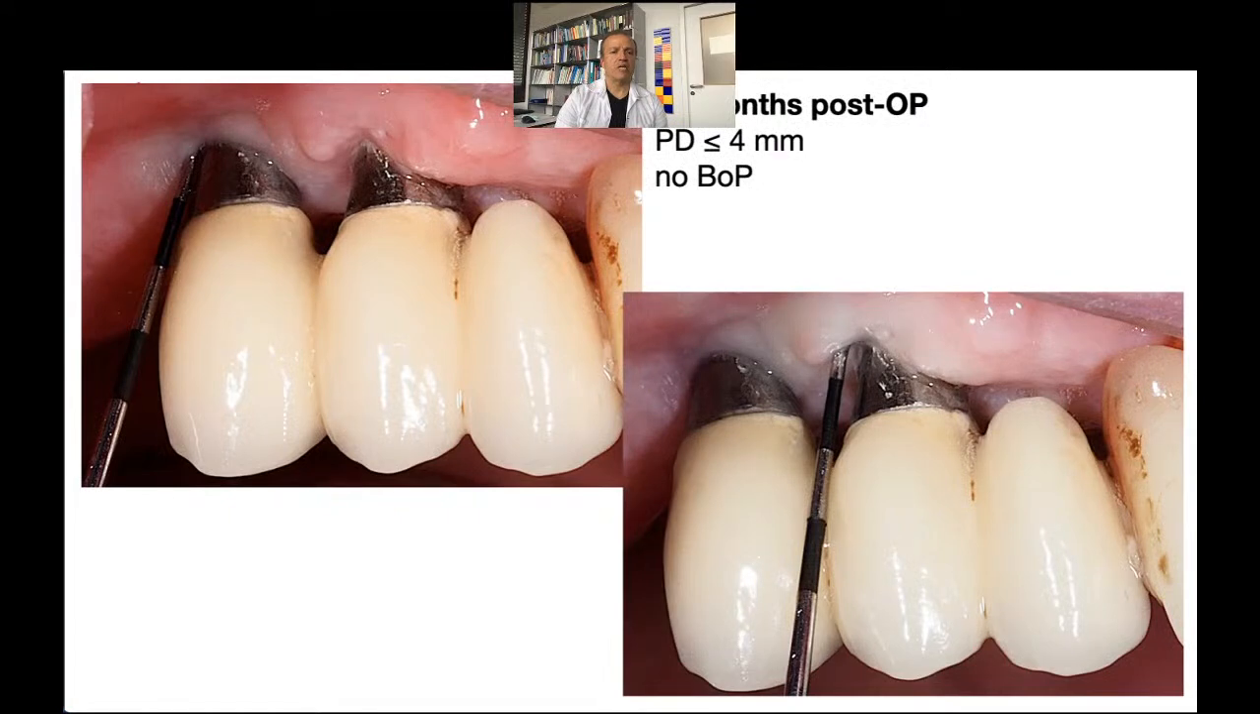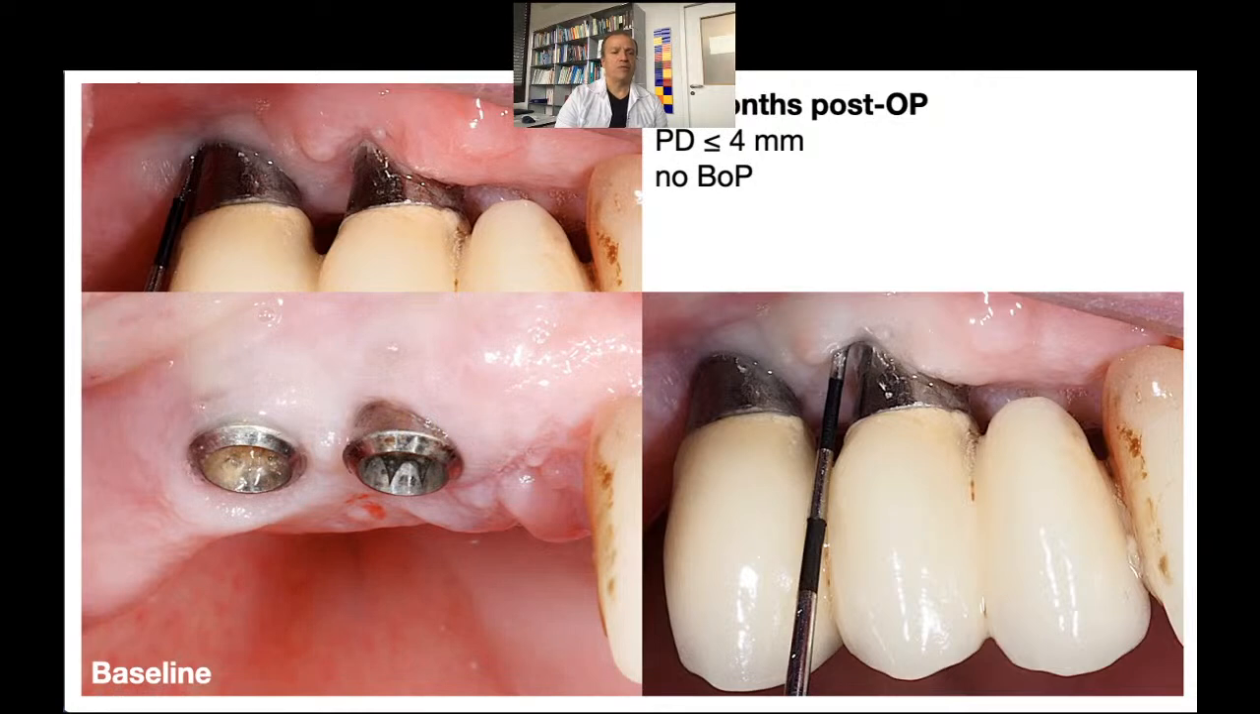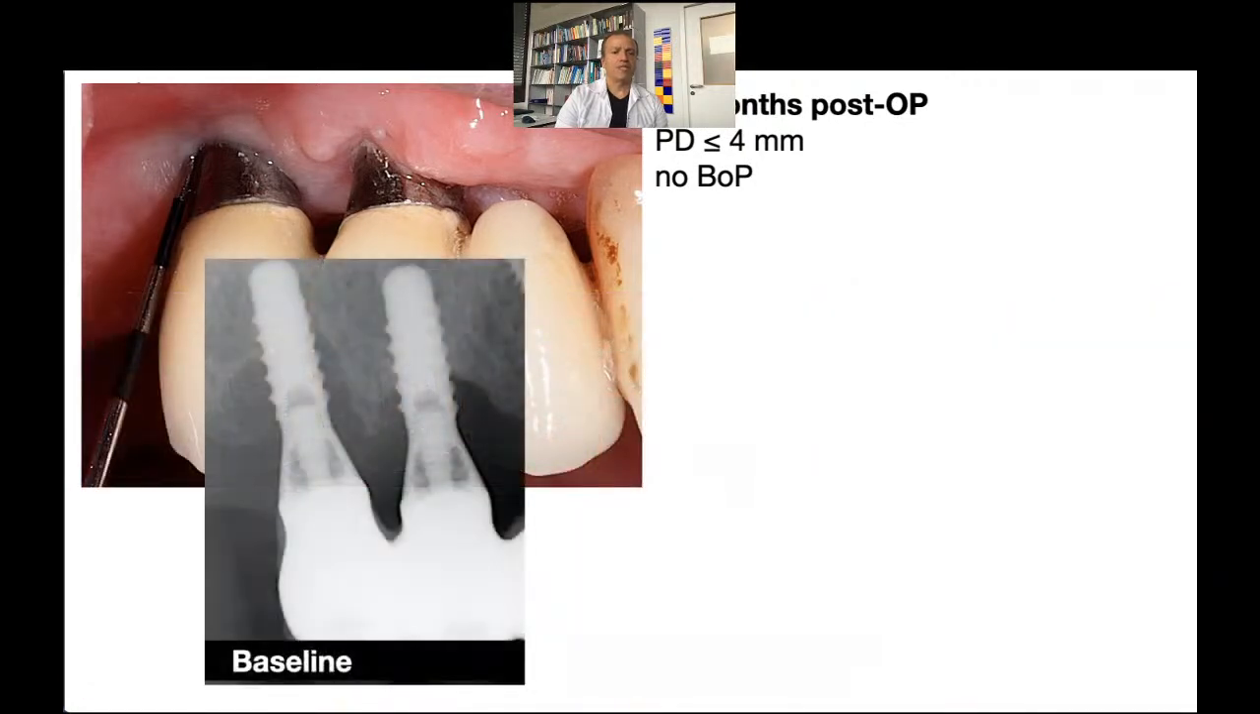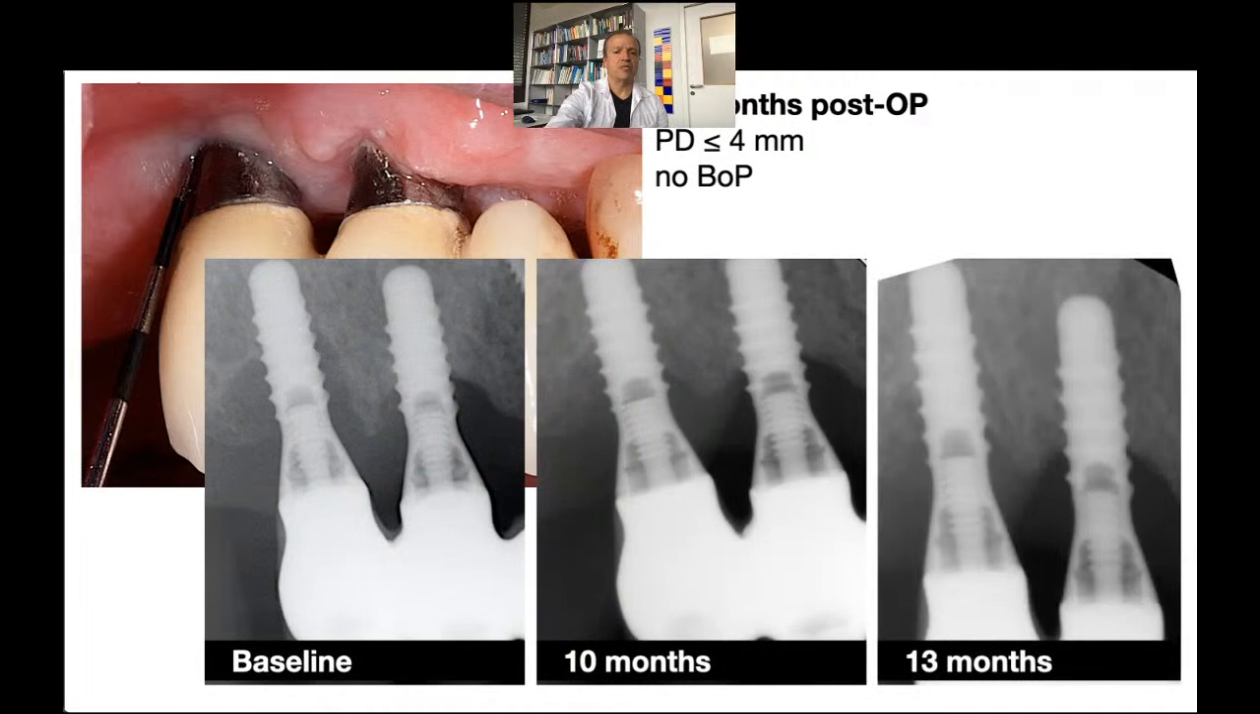Of course, you have some recession again, but this is again a very nice outcome. And here are the X-rays where you can see progressive bone filling on the previous aspect of the defect.